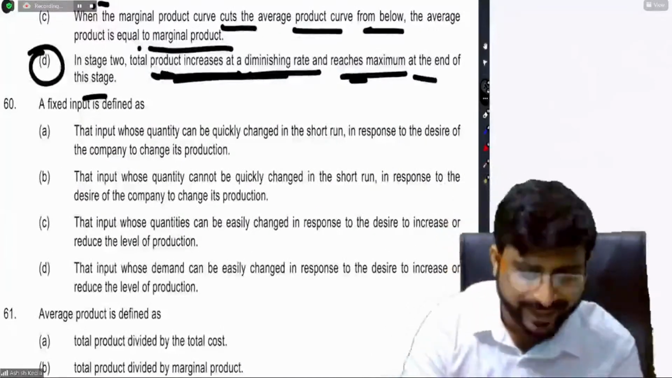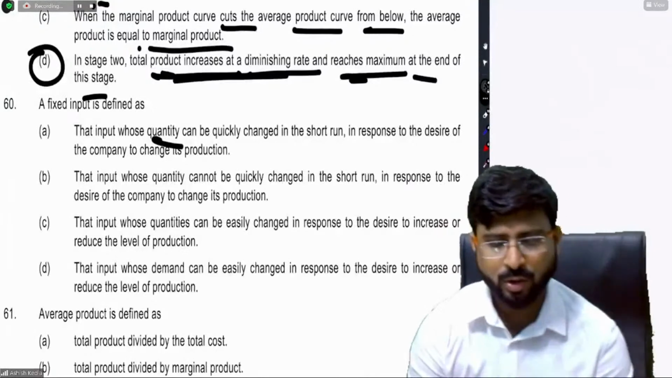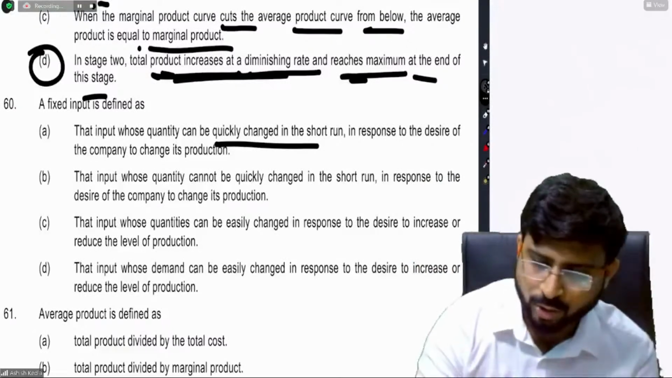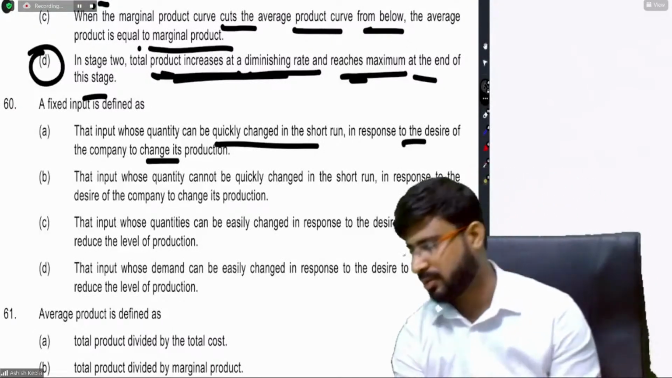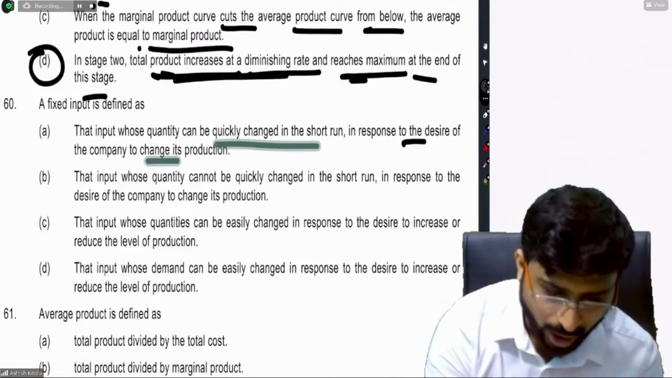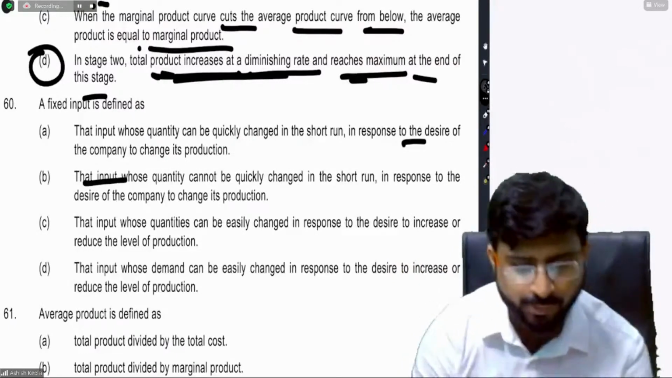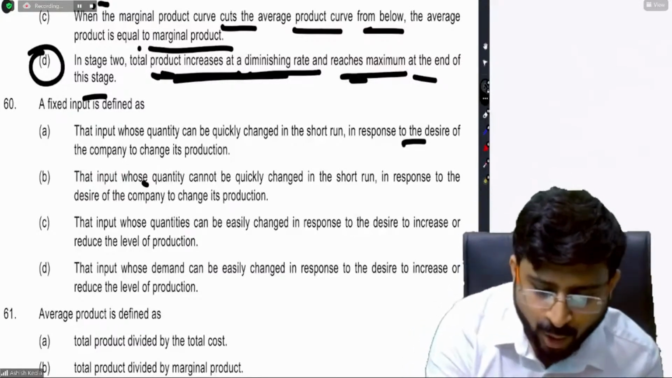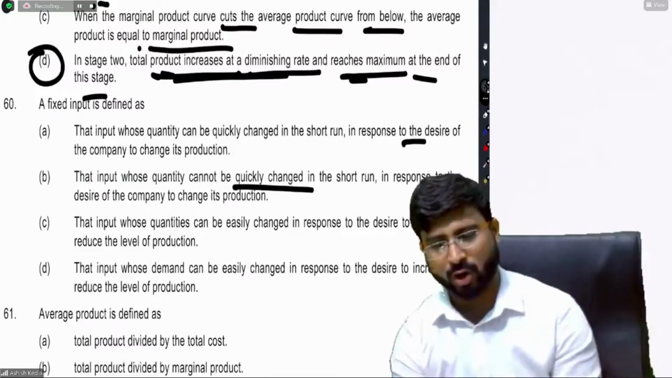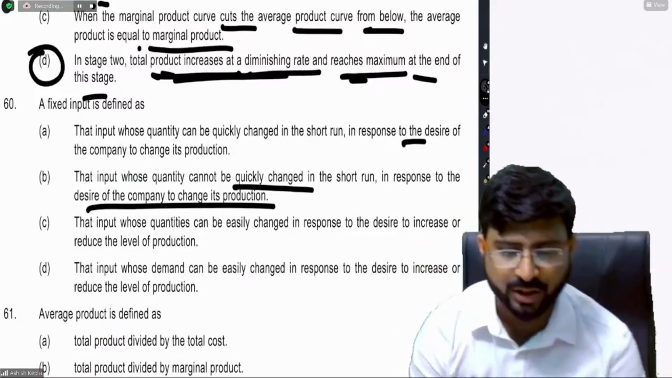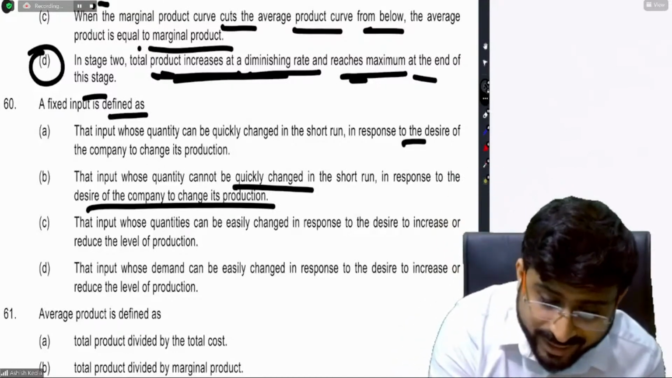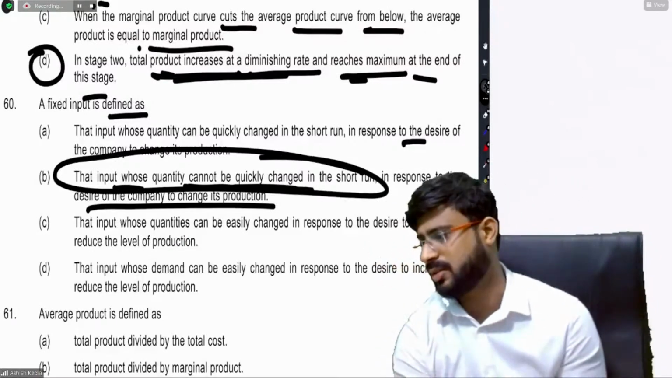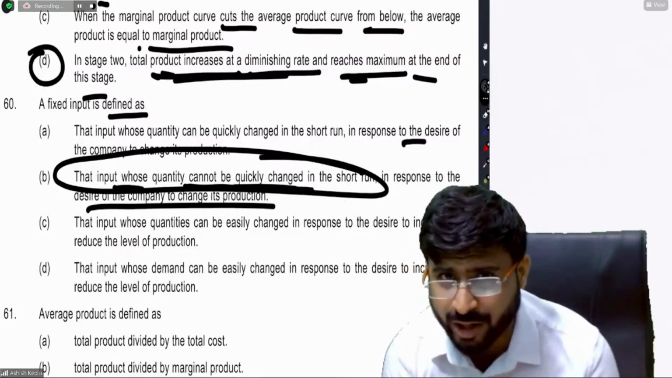A fixed input is defined as that input whose quantity can be quickly changed in the short run in response to the desire of the company to change its production. First one is this. A fixed input is defined as that input whose quantity cannot be quickly changed in the short run in response to the desire of company to change its production. A fixed input is defined as the input whose quantity cannot be changed in the short run. That is why it is fixed. Could it change in the short run? It would have been variable.